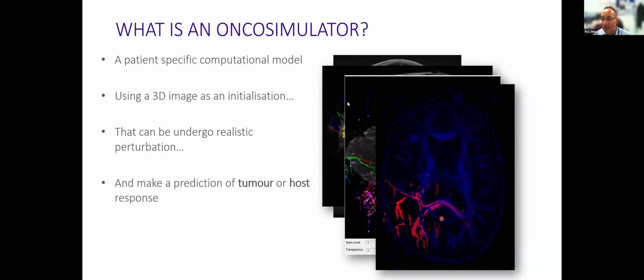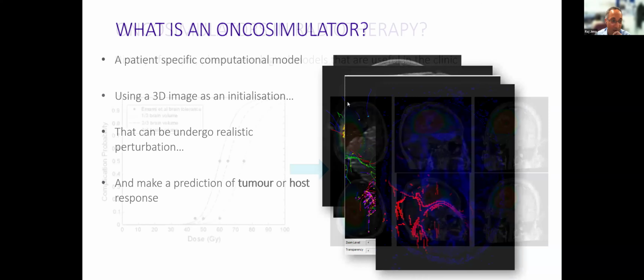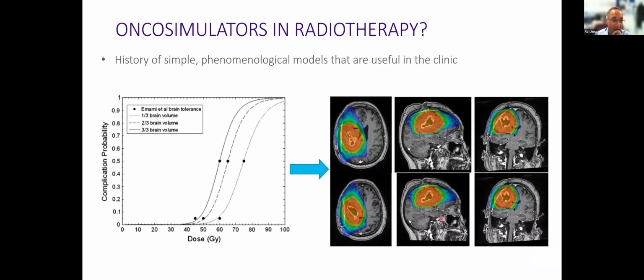Basically, the idea is that you can try and use a mathematical model like this to make some relatively simple but hopefully useful prediction of either a tumor response or a host response, which is what I'll come to. Okay, so can we use oncosimulators in radiotherapy?